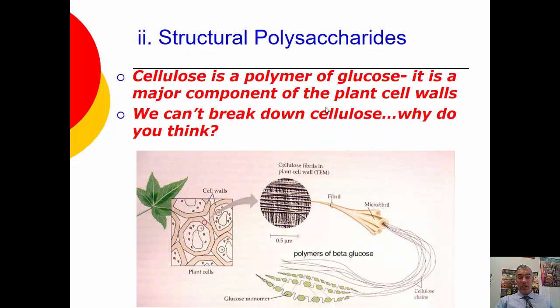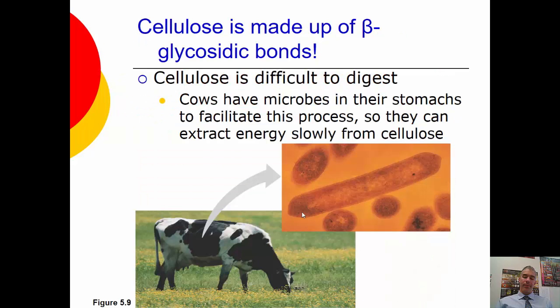This is showing you cellulose now, a little bit different. As I said, it has beta-glycosidic bonds. Why do you think, or why can't we break it down? It's because of those beta-glycosidic bonds, as I mentioned previously. It just forms these long chains of fibers that the plants will use in their cell walls.